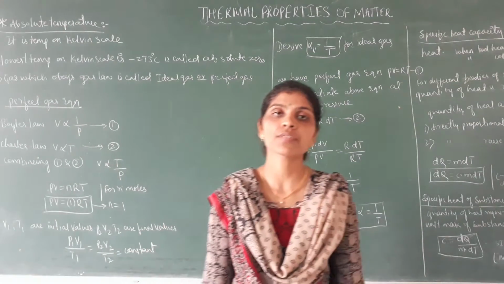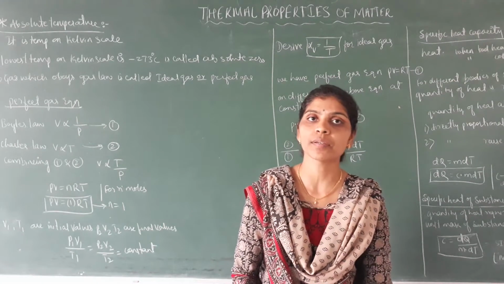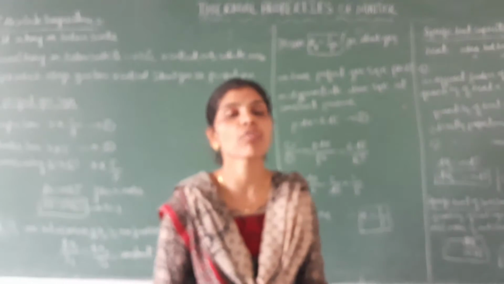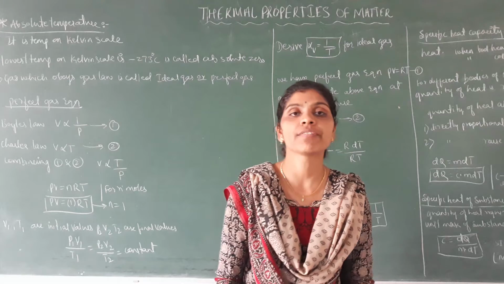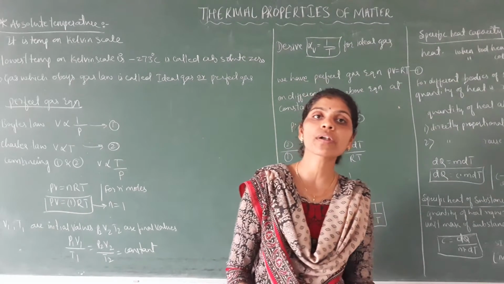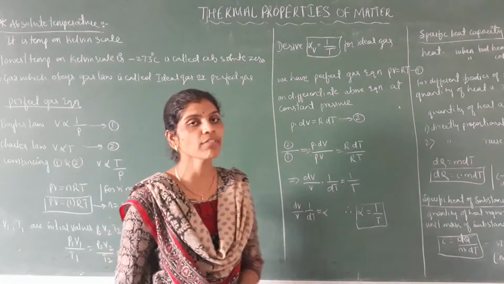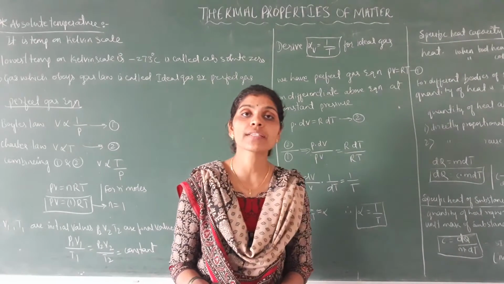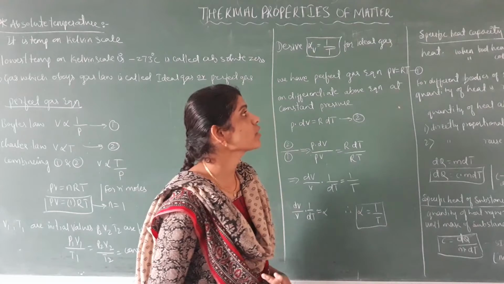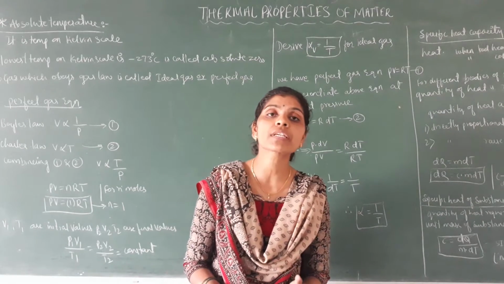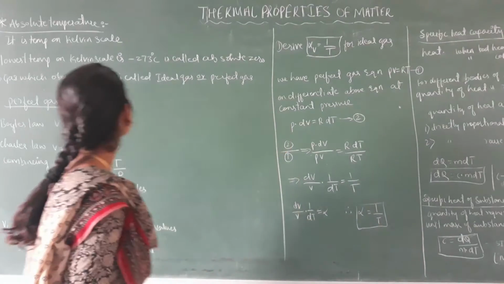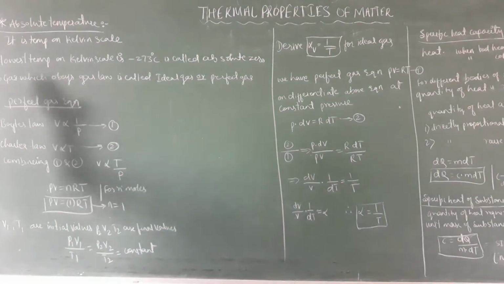Hello, today in this class we shall discuss the concept of absolute temperature and the meaning of the perfect gas equation, and we are going to derive one of the important derivations. We are going to show that alpha V is equal to 1 by T by using Boyle's law and Charles law, and we are going to see what is the meaning of specific heat capacity of a substance. So first we shall see the meaning of absolute temperature.